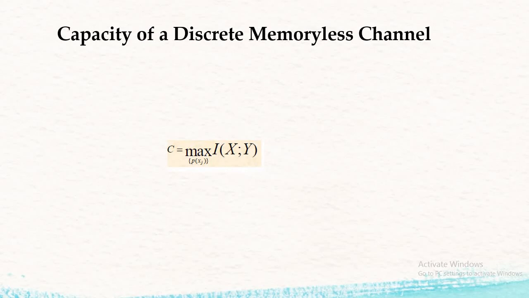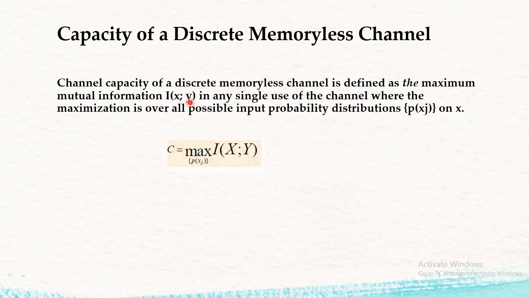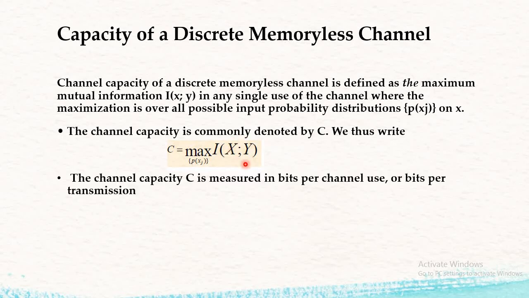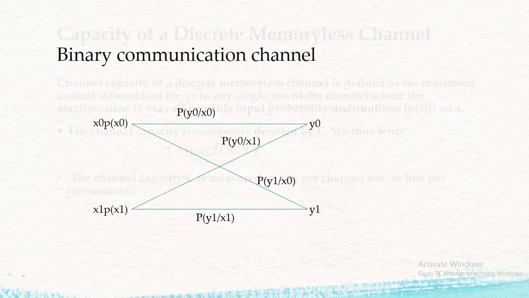Capacity of a discrete memoryless channel. The channel capacity of a discrete memoryless channel is defined as the maximum mutual information, that is I(X;Y), in a single use of the channel, where the maximization is over all possible input probability distributions P(xj) on X. The channel capacity is commonly denoted by C, thus we can write the channel capacity as the maximum value of the mutual information. The channel capacity C is measured in bits per channel use or bits per transmission.